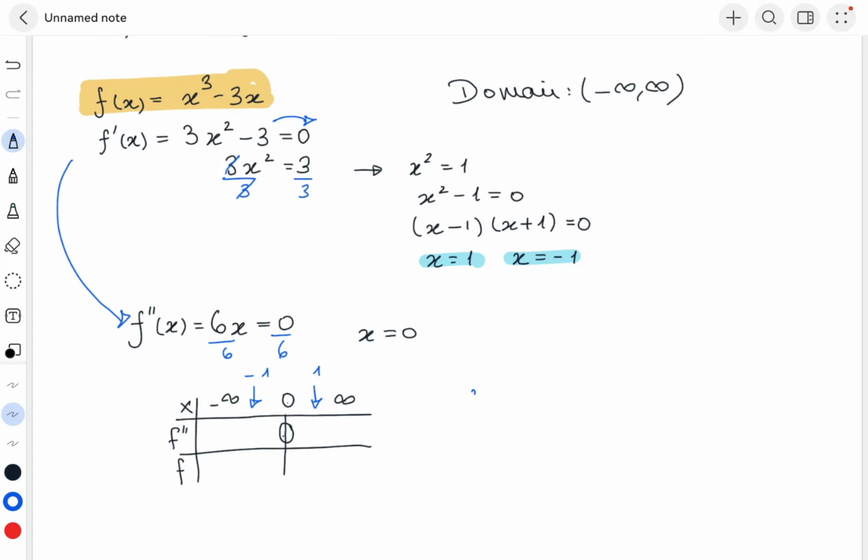Now we replace it into f double prime. So f double prime at negative 1 is 6 times negative 1, which is negative 6. What we care about here is the sign of the number that we get. Here the sign is negative, so we put a negative. We do the same thing for f double prime at 1. So 6 times 1, which is 6. 6 is a positive value, so we put a plus sign between 0 and infinity.